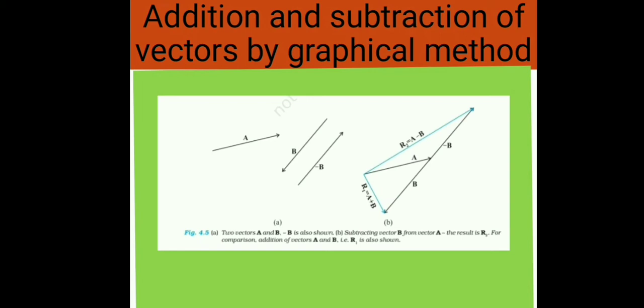We will take a vector and put the tail of minus b vector on the head of a vector, and join the tail of a vector to the head of minus b vector. This line represents the resultant, or you can say this line will represent the a vector minus b vector. This is the subtraction method.